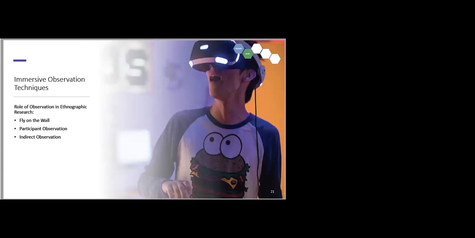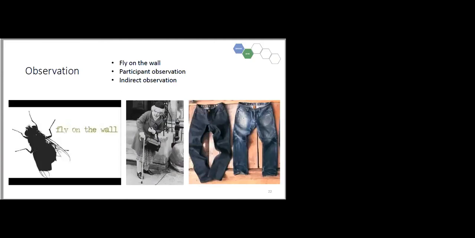So immersive observation techniques. We're talking about ethnographic research, which is when we immerse ourselves in our user's environment and we try to understand their experiences by being there and being part of it. So there's 3 approaches here. The first one is a fly on the wall, and this is actually quite difficult. So this is a direct observation, fly on the wall / direct observation.